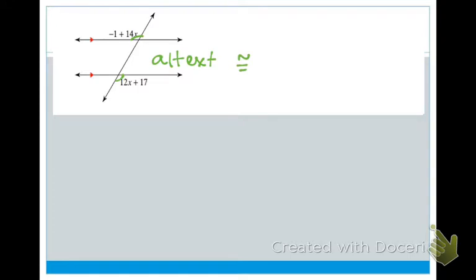So if they're congruent, what do I do with them? Equal them to each other. Yep, set the angles equal. So that's all I'm going to do. Set the angles equal. Minus 1 plus 14x equals 12x plus 17. Then I solved.